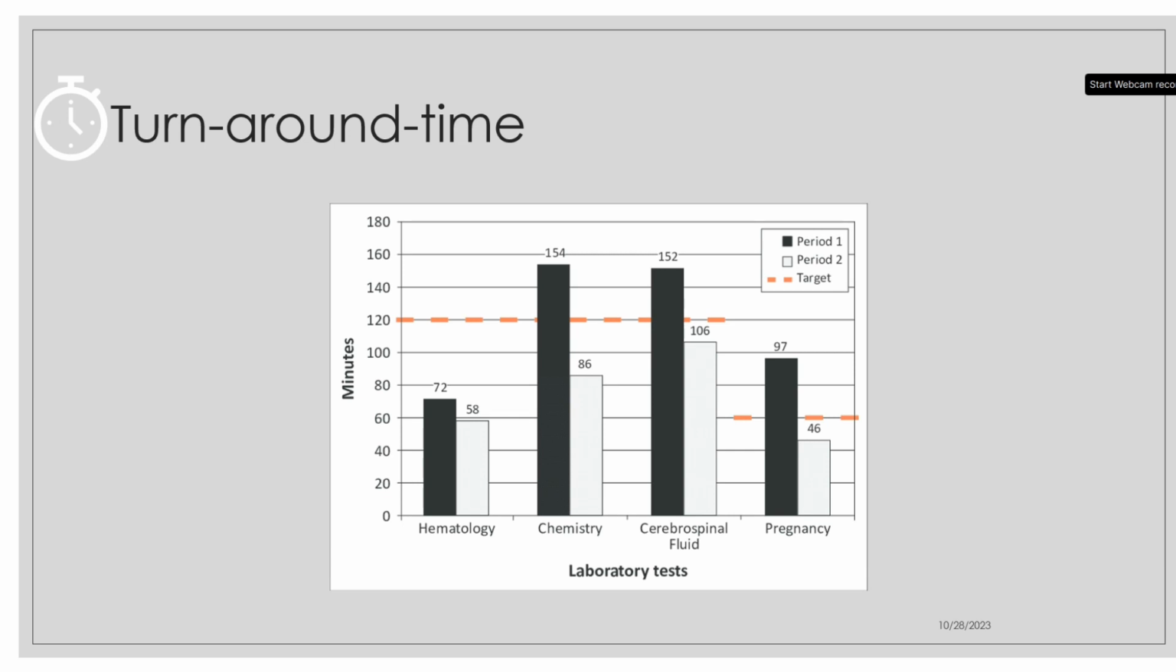So probably the lab put in place measures to reduce the waiting time. So the dash in orange is the target that the lab set for themselves and put measures in place, and they were able to reduce the waiting time drastically for chemistry from 154, for instance, to 86 minutes. Similarly, they did that for the cerebrospinal fluid as well as for the pregnancy test. So if you're a lab manager and you are able to run some of these analyses, you're able to better put measures in place to improve your facility.